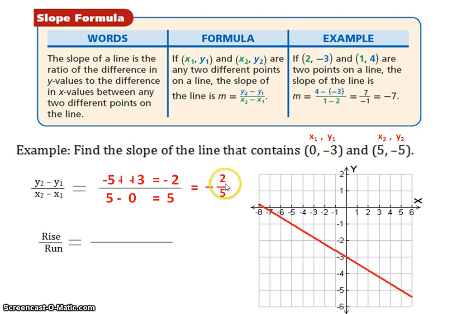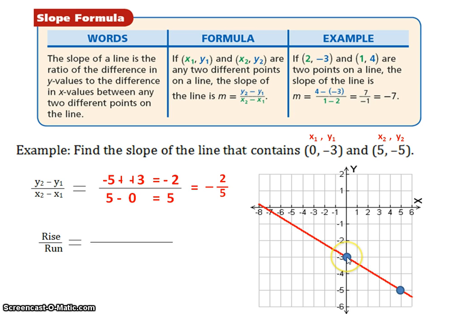The slope of a line that goes through (0, -3) and (5, -5) is negative 2/5. Another method of finding the slope is to locate the points on a graph. So (0, -3) is here. (5, -5) is here. And now we can simply start at one point and rise and run to get to the next point.